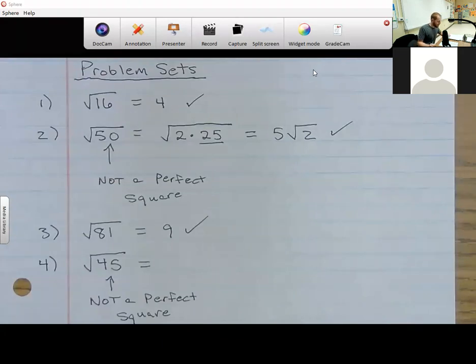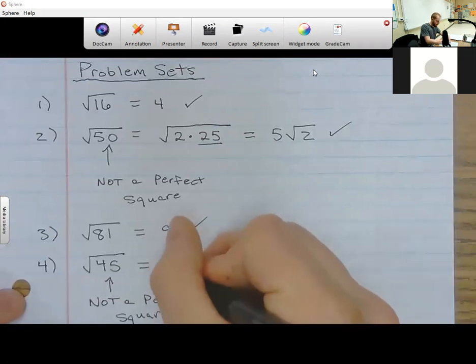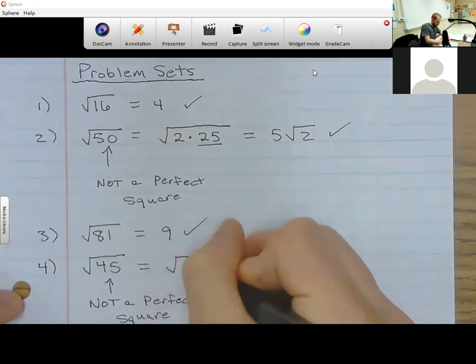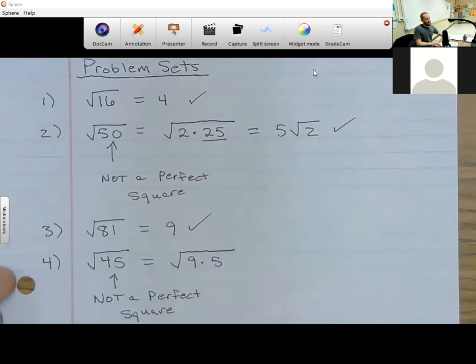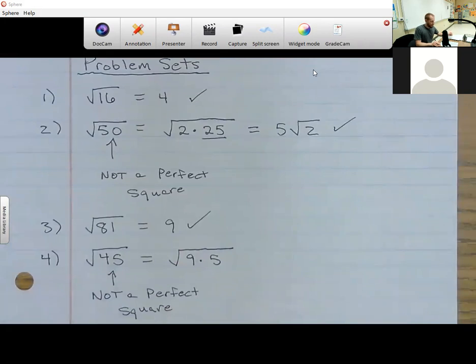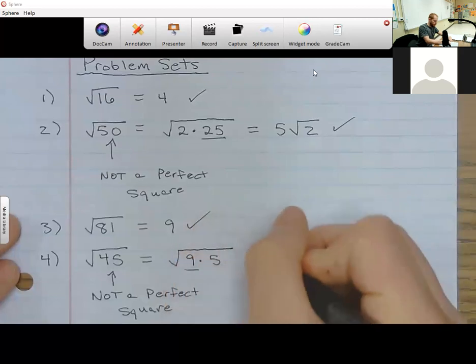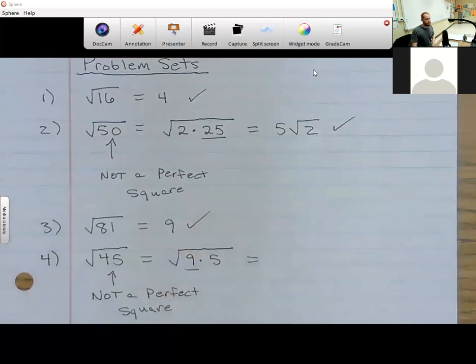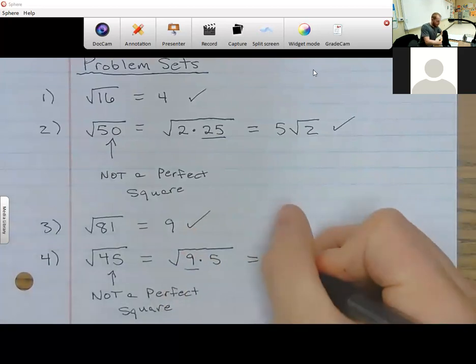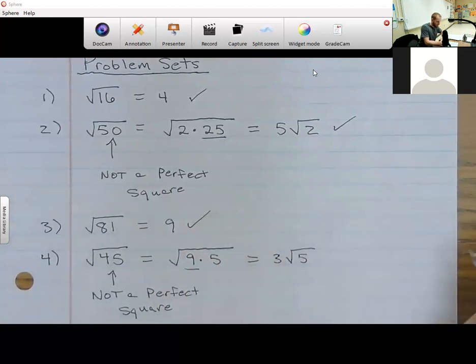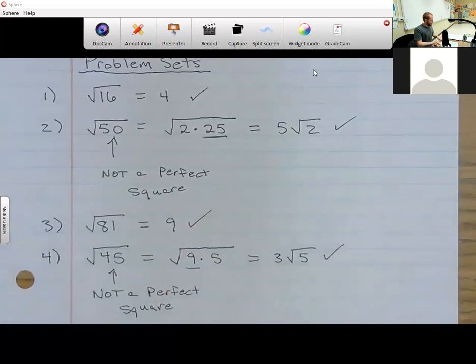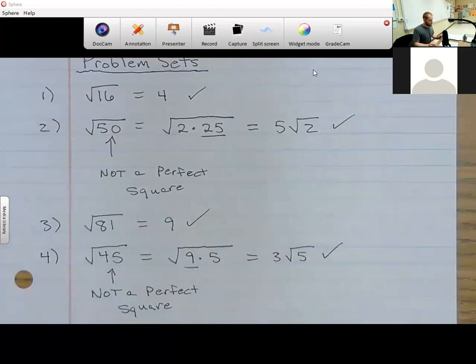So what I'm going to do is break up 45 into 9 times 5. So let's do that. 9 times 5. So I know that 45 is the same thing as 9 times 5, right? And now I just got to think to myself, okay, which one is the perfect square, 9 or 5? 9 is the perfect square, right? So I'm going to underline the perfect square. What's the square root of 9? Well, the square root of 9 is 3, right? So I can take the 9 out as a 3, but I have to leave the 5 under the square root, and I'm done. Okay?